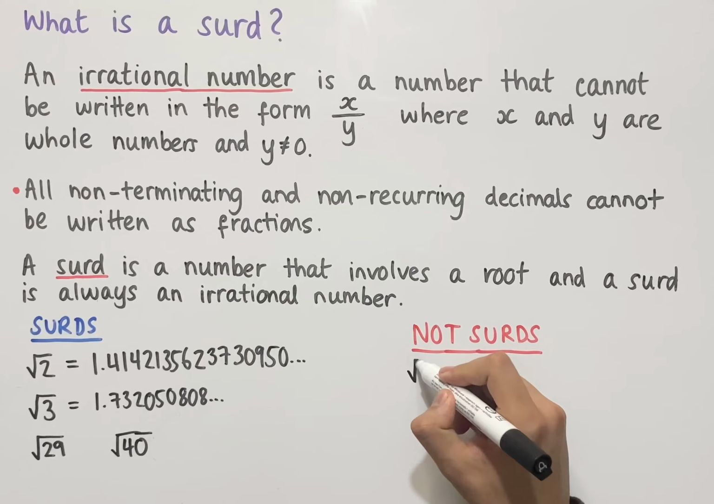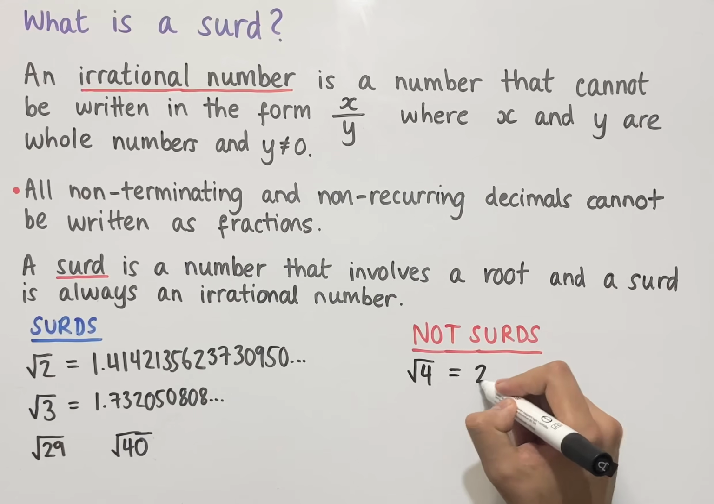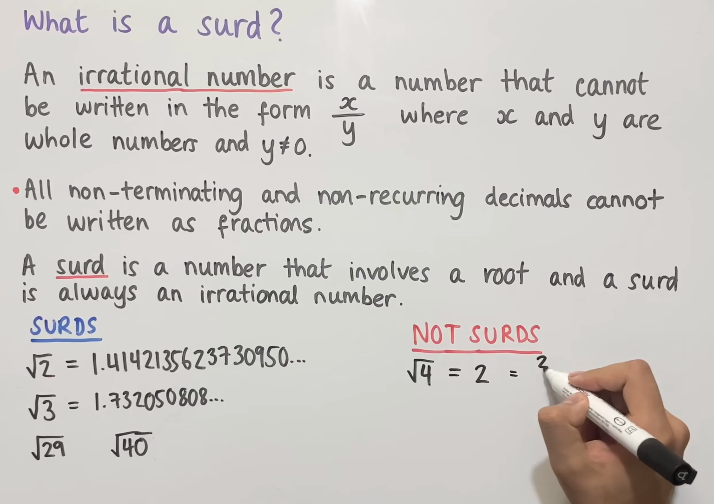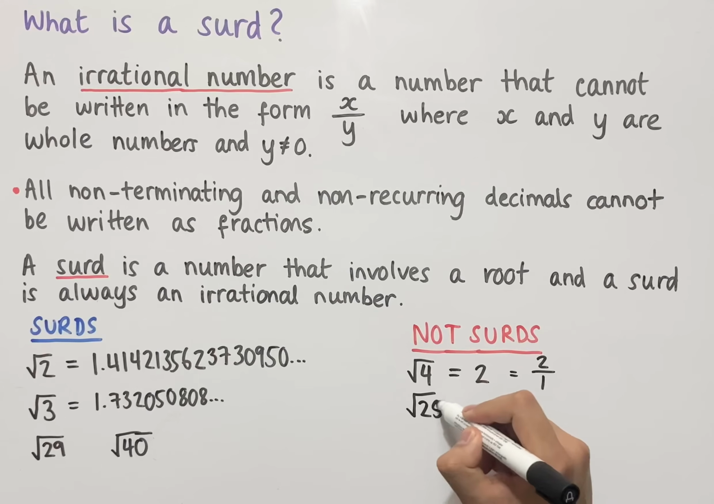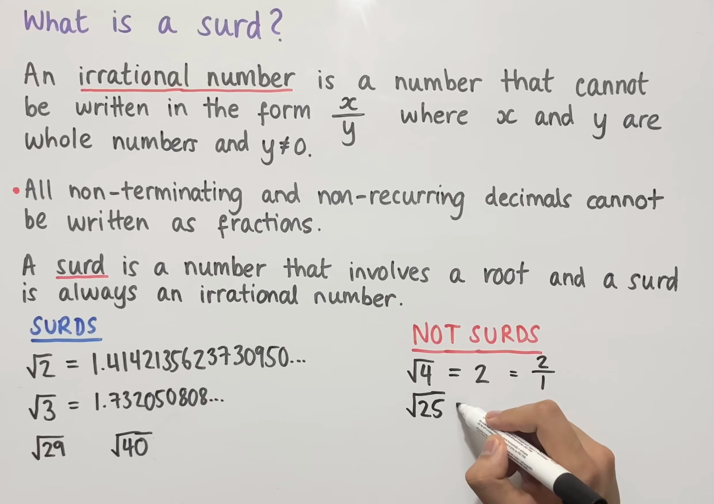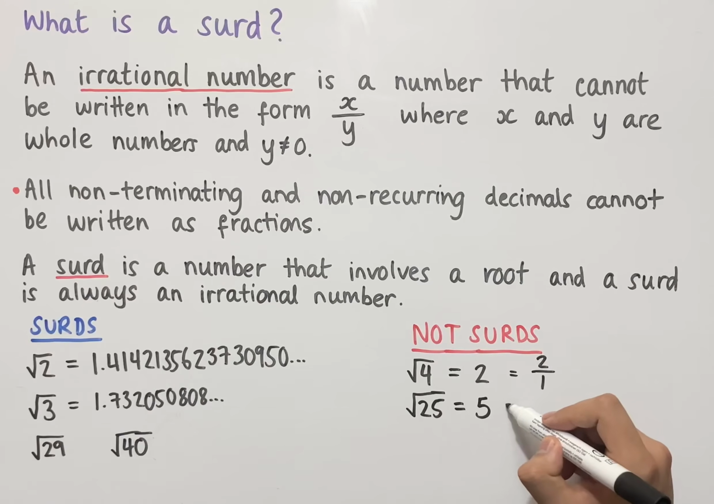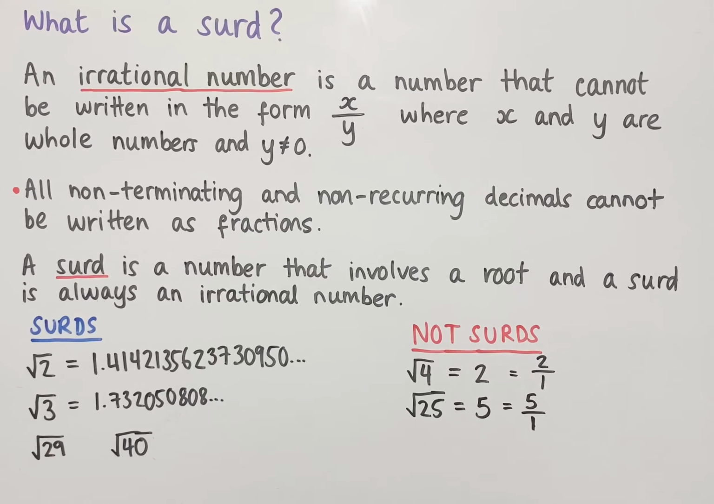Examples of numbers that are not surds. For instance, if we had the square root of 4, we're looking for a number that multiplies by itself twice to give us 4, and that number is 2, since 2 times 2 gives us 4. 2 we can write as a fraction. That's the same as 2 over 1, or 4 over 2, or 6 over 3, or any other equivalent form, and so therefore the square root of 4 is not a surd. The square root of 25 is also not a surd, since we have 5 times 5, which gives us 25, and so the square root of 25 is 5, and 5 can be written as a fraction in the following way: 5 over 1, 10 over 2, or any other equivalent form.